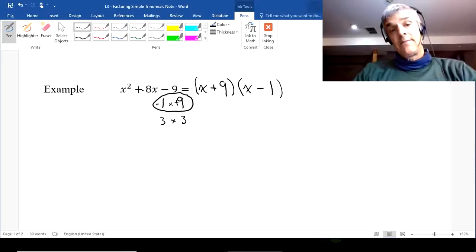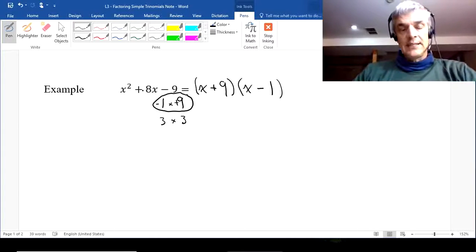This is the lesson on factoring simple trinomials. When we get into more complex trinomials, that's generally left for the academic kids. There's some extra tricks that we can pull out of our sleeves, but that is factoring simple trinomials.